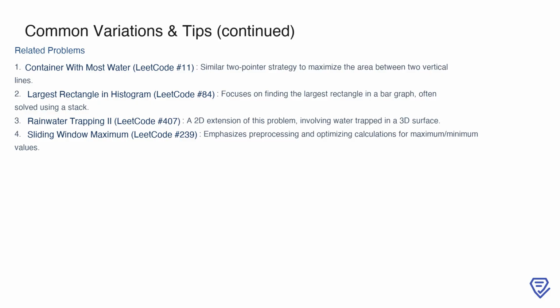problem. For a more advanced challenge, there's Rainwater Trapping 2, LeetCode number 407, which extends the concept to a 2D grid, requiring you to calculate water trapped on a 3D surface. Lastly, Sliding Window Maximum, LeetCode number 239, emphasizes efficient pre-processing to optimize calculations for maximum or minimum values. These problems collectively highlight the importance of dynamic programming, two-pointer techniques, and efficient data structure usage, so practicing them will significantly sharpen your problem-solving skills.